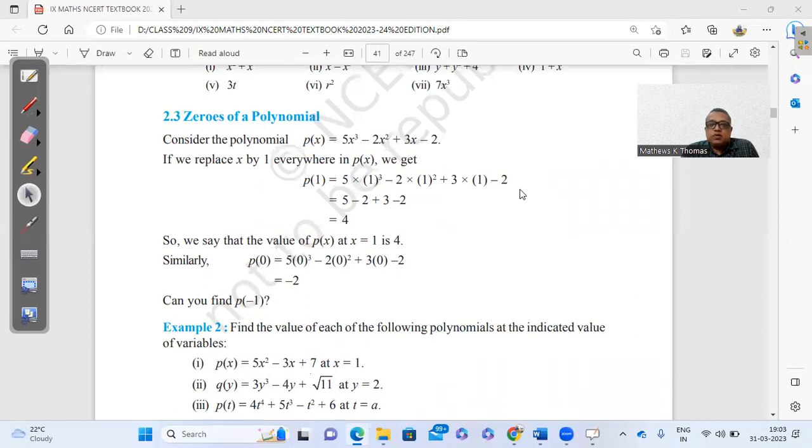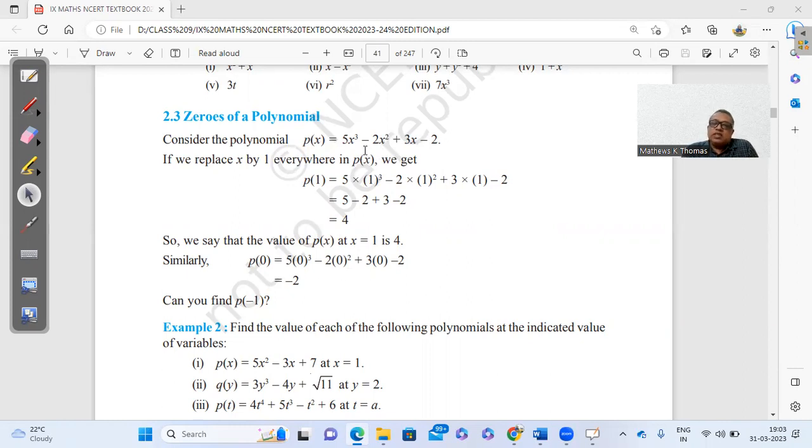Now, what is the meaning of the word zeros of a polynomial? Suppose I have a polynomial p(x) = 5x³ − 2x² + 3x − 2. Now I'm going to replace x with different values. Let's say I replace it with 1. When I solve this, I get 5 − 2 + 3 − 2, which gives 1. So this is the value of p(1). The value is not 0 here.